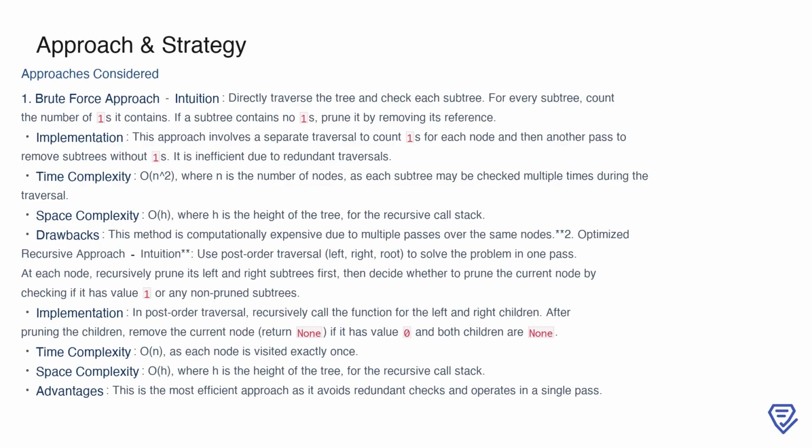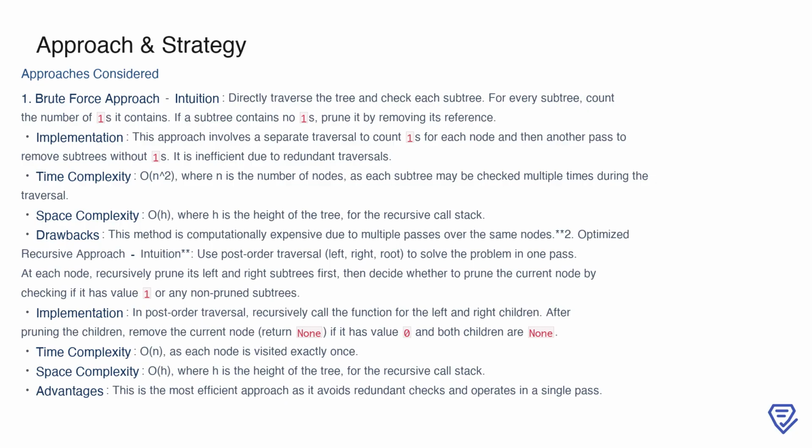However, this method is computationally expensive because it requires a separate traversal to count ones for every node, followed by another traversal to prune the subtrees. This redundancy leads to a time complexity of O(n squared), where n is the total number of nodes. The space complexity is O(h), where h is the height of the tree, due to the recursive call stack. The main drawback is that this approach involves multiple passes over the same nodes, which makes it highly inefficient.